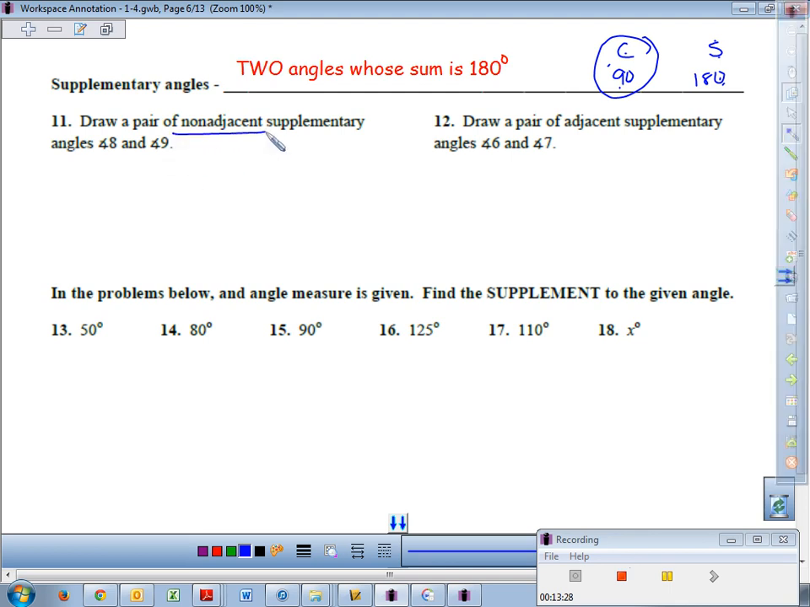So draw a pair of non-adjacent supplementary angles, 8 and 9. Show me. Should they touch or should they not touch? Not touch. Let's start with angle 8. Draw whatever you want it to be.